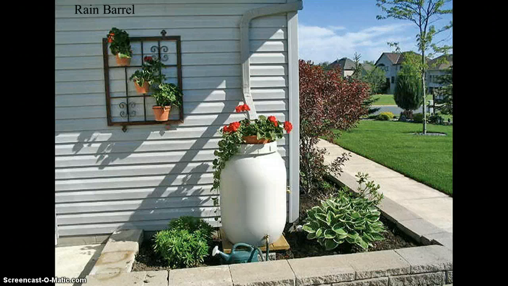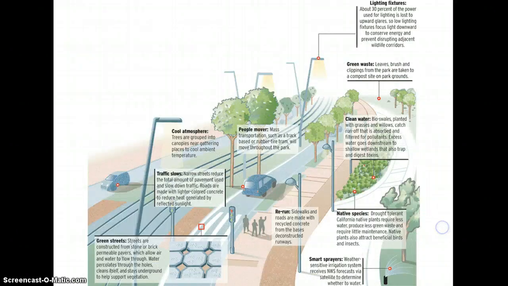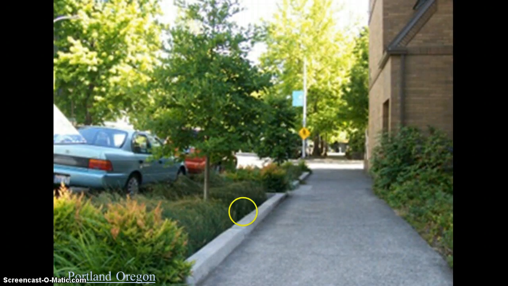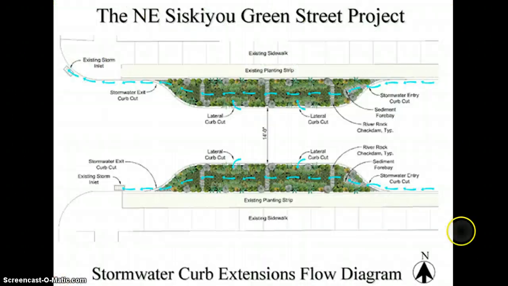Rain barrels, you can collect the water from your downspouts, and instead of again having it just go into the storm drain, you can collect it and then use it to water your plants when it's not raining. There's a program called Green Streets, where again you put essentially rain gardens along the side of the street and the sidewalk, and you get the water to get into the ground instead of the storm drain.